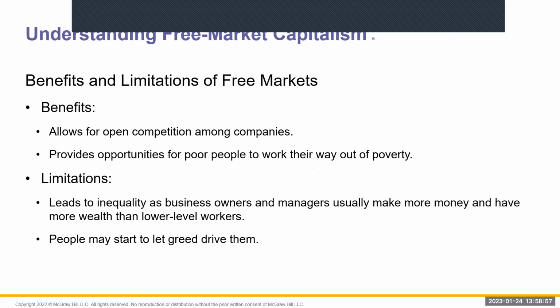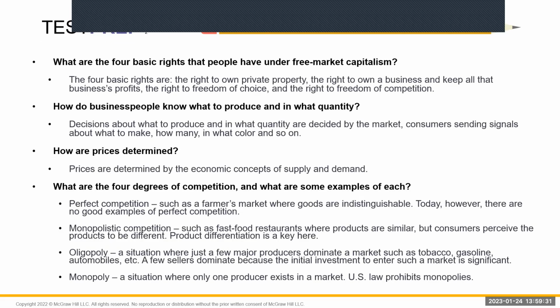The limitations: it leads to inequality, as business owners and managers usually make more money and have more wealth than the lower level workers. This is why unions came into play in the mid 20th century, because workers were not getting paid well and they were being worked to death. And a lot of other people were making good money. People may start to let greed drive them. Greed is the force in a free market capitalist system that you have to be conscious of, you have to be aware of, because greed is evil and people will become greedy. It happens. And we have to keep an eye on that. It's one of the things that the government, when it's regulating, has to keep an eye on.